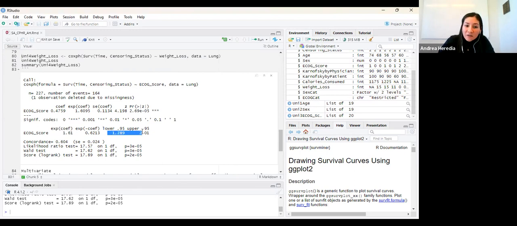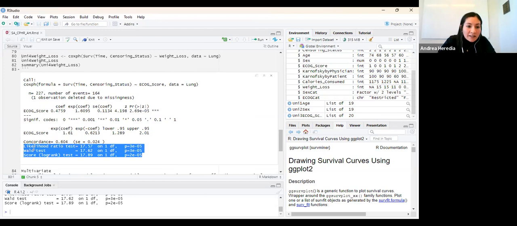Once again, the confidence intervals do not cross 1, which means they are significant, and so are the likelihood ratio test, the Wald test, and the score test, which talk about the significance of the model. All of these values are less than 0.05, therefore significant. Any questions so far?